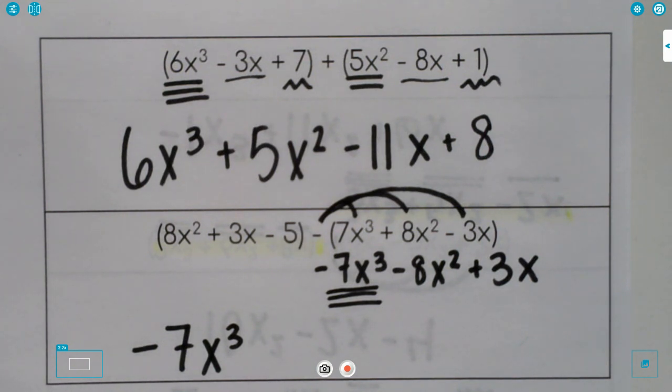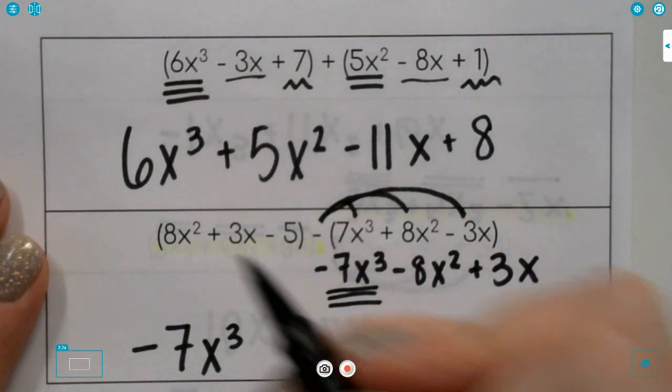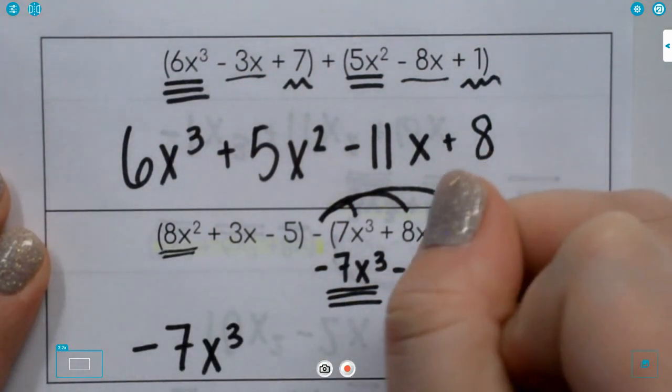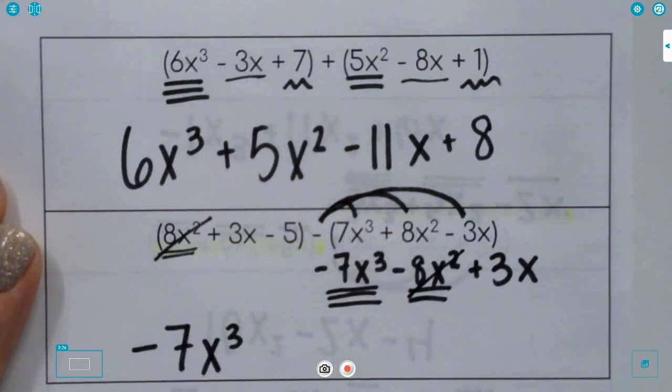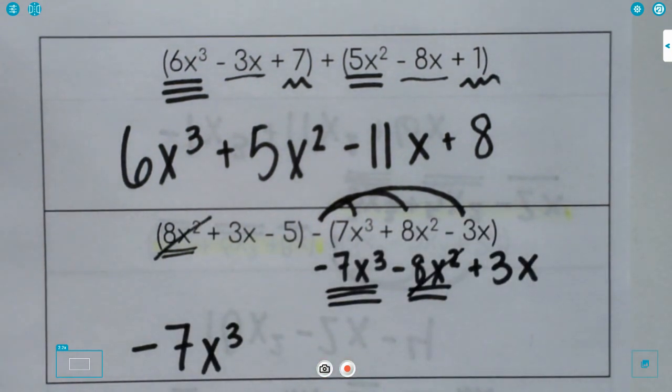Then, what happens with my x squareds? They combine, and what happens when we combine them? They cancel. Okay, I heard those two things. So our 8x squared minus 8x squared can combine. The 8 minus 8 cancels. So we do not write any x squareds in our answer because they just canceled completely out.